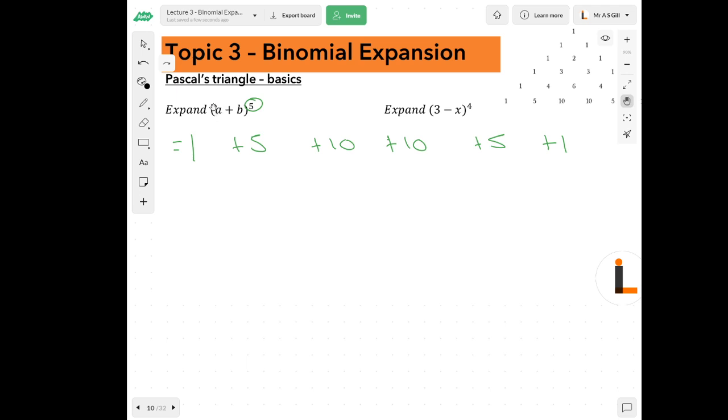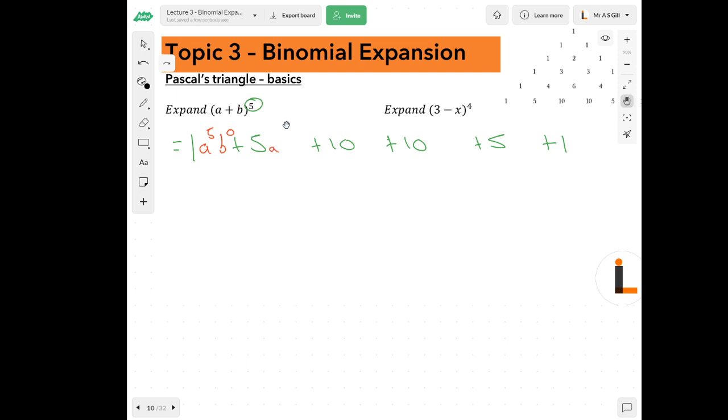Generally we take the first term in the bracket and have that descending in power, and take the second term and have that ascending in power. What I mean by that is this. So the first term, the coefficient is 1, then it's going to be a to the power of 5 and b to the power of 0. And then we're going to move along, just increasing and decreasing respectively.